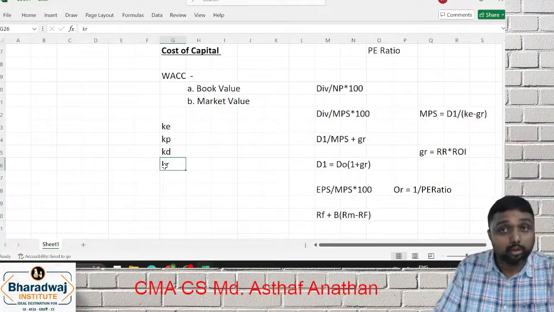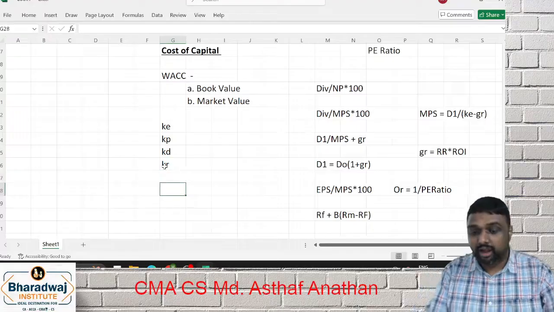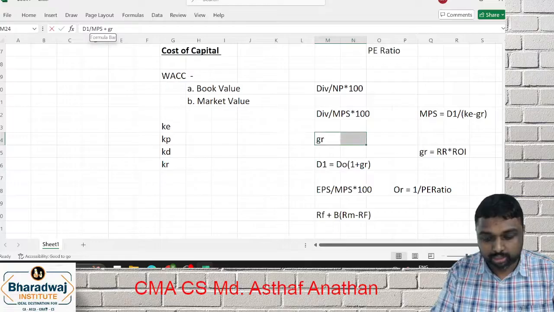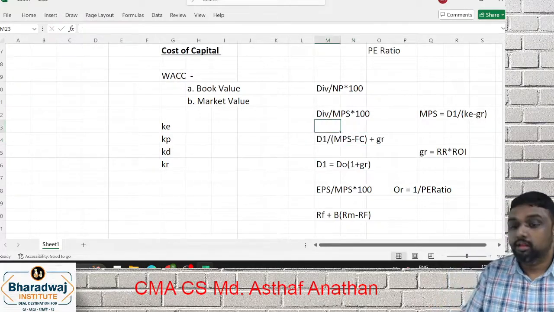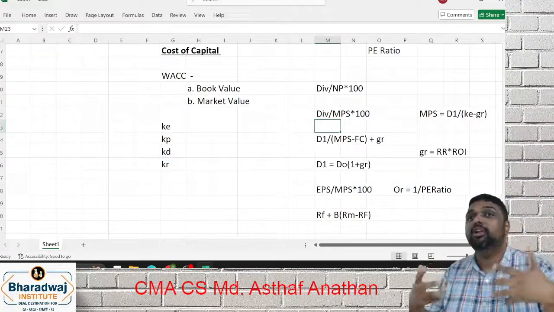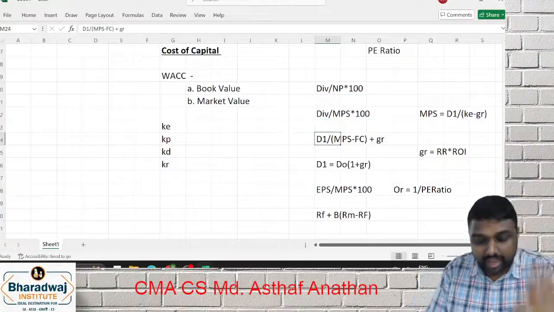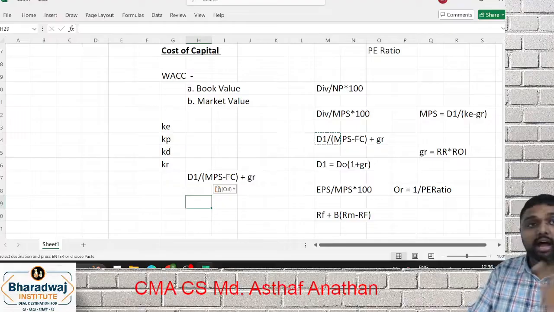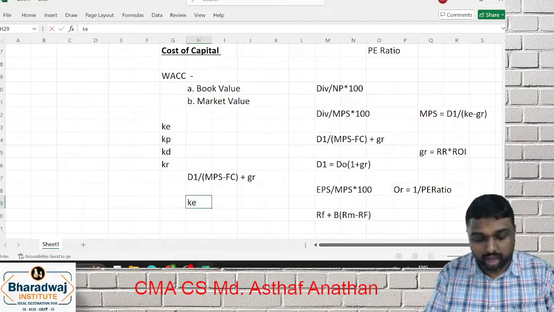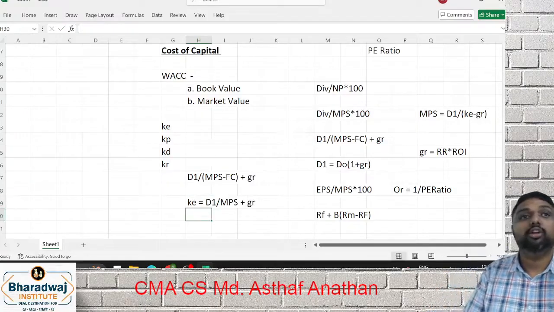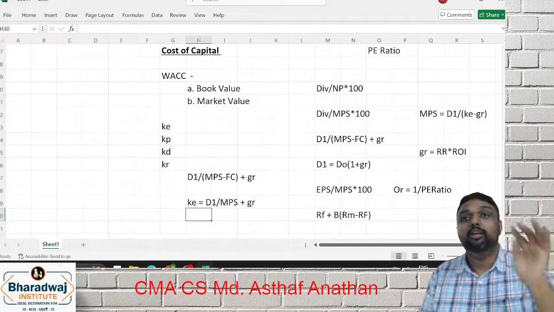KE. There are two situations it will change. If you find out this method, here your market price sometimes you'll reduce the flotation cost. For growth, for the reserve, you don't incur any flotation cost. So if your KE you found out with this formula, you have to recompute. What is the formula? KE will be D1 by MPS plus growth rate. That is flotation cost you should not consider for computing KR.